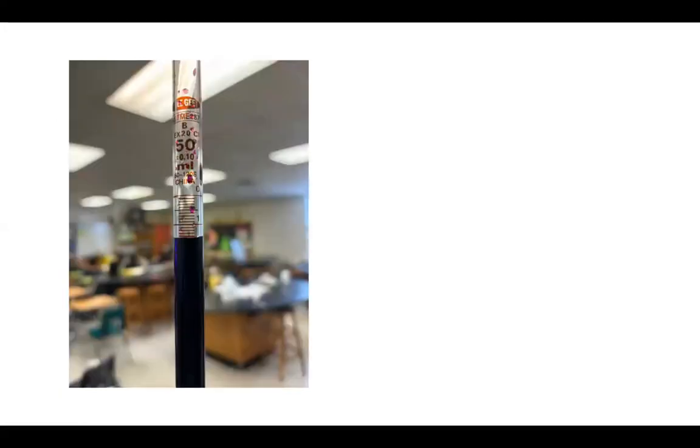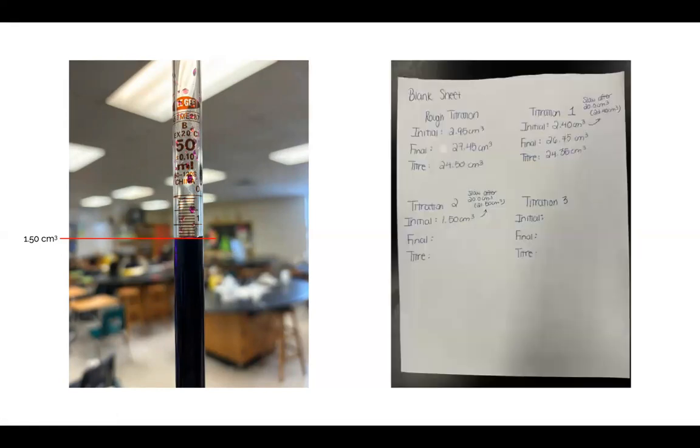This is our titration 2. So our initial was 1.50, the bottom of the meniscus lies directly on the 1.5 line. Two decimal places ends in 0 because it lies directly on the line and is in centimeters cubed. You could write that down on your blank sheet.